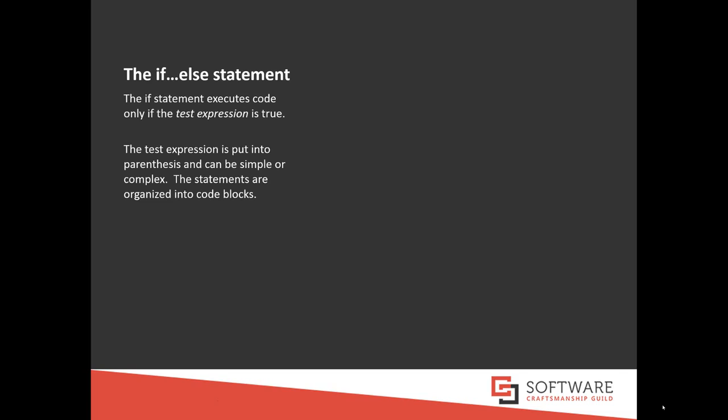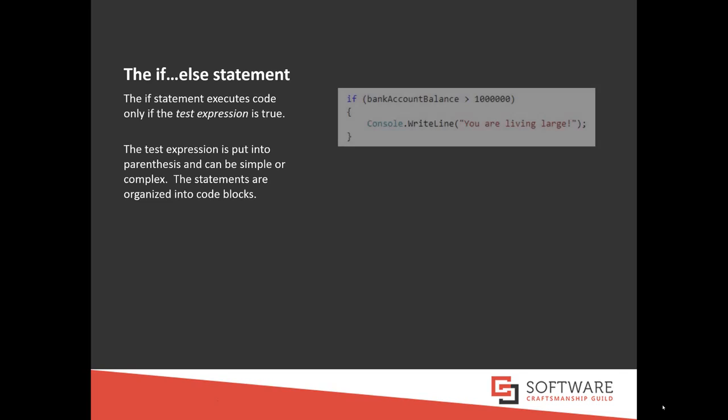If and else are organized into code blocks. So let's take a look at an example here. Say for example, I have a variable called bank account balance, which has your bank account balance in it. I can say if parenthesis the bank account balance is greater than 1 million, then there's two curly braces. That code block will only be executed if the bank account balance is more than $1 million. Console.WriteLine, you are living large.